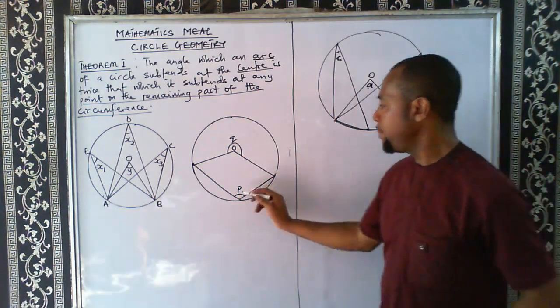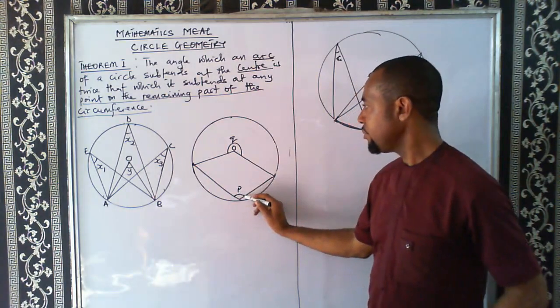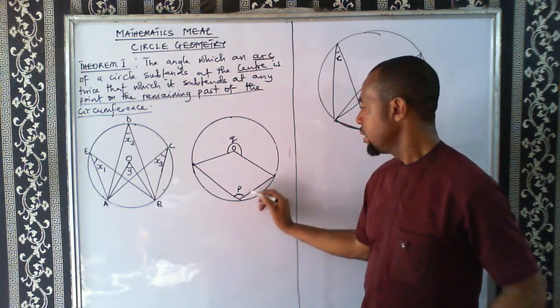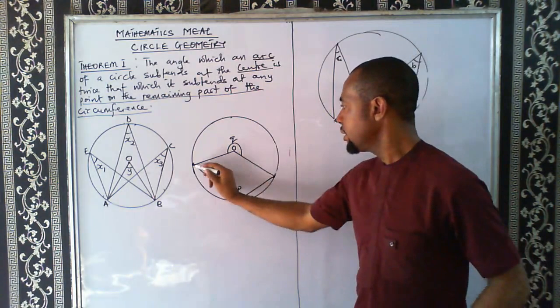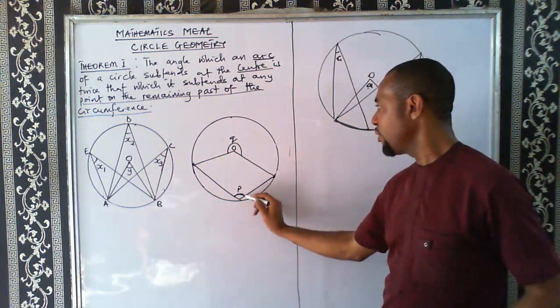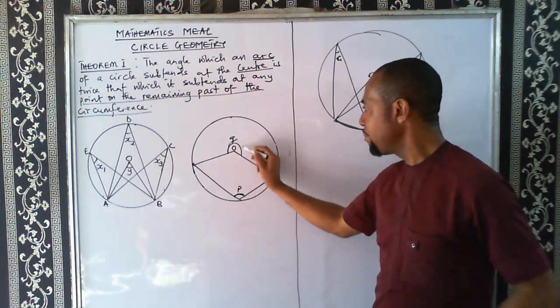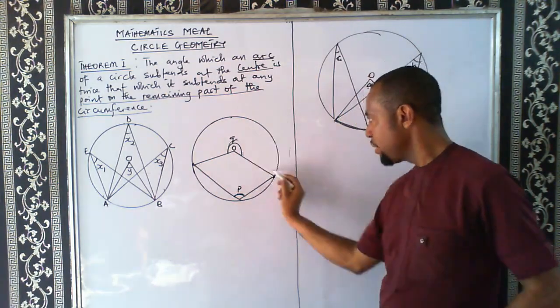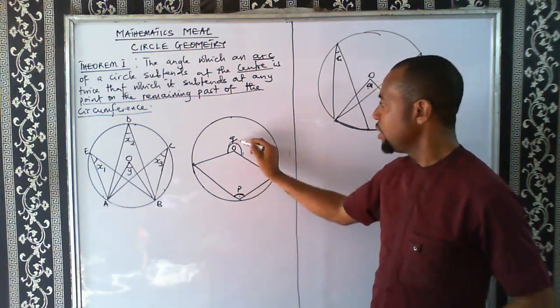The same thing is applicable here. You look at this. This and this. So this is the arc that produced this angle, and the same arc produced this one. So twice P will give me what?